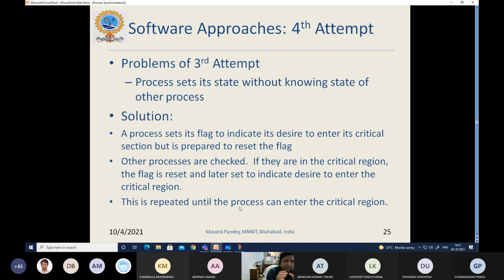Now the solution is very interesting. A process sets its flag to indicate its desire to enter the critical section, but it is prepared to reset the flag also if it finds that somebody else is already there. Other processes are checked. If they are in the critical region, the flag is reset and later set again to indicate the desire to enter the critical section. This is repeated until the process can enter the critical region. So instead of setting its own state to be true, it is declaring its desire that I want to enter the critical section.